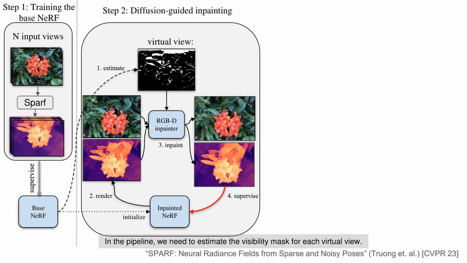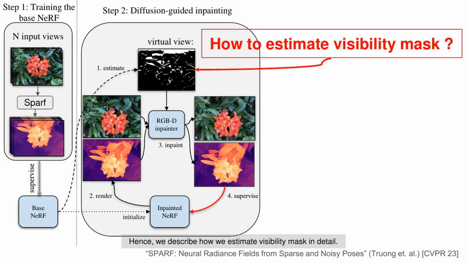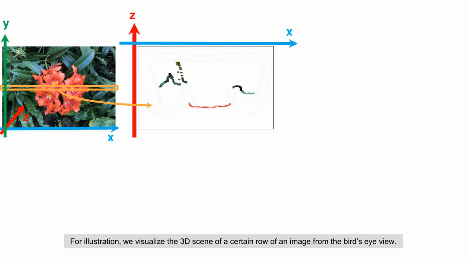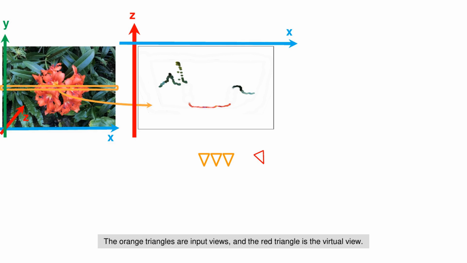Here, we describe the way to estimate visibility mask. In the pipeline, we need to estimate the visibility mask for each virtual view. Hence, we describe how we estimate visibility mask in detail. For illustration, we visualize the 3D scene of a certain row of an image from the bird's eye view. The orange triangles are input views, and the red triangle is the virtual view.